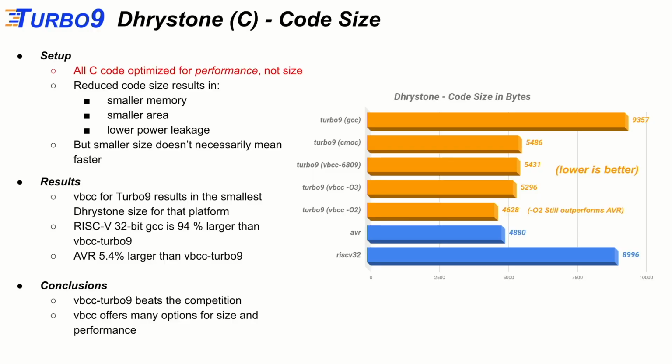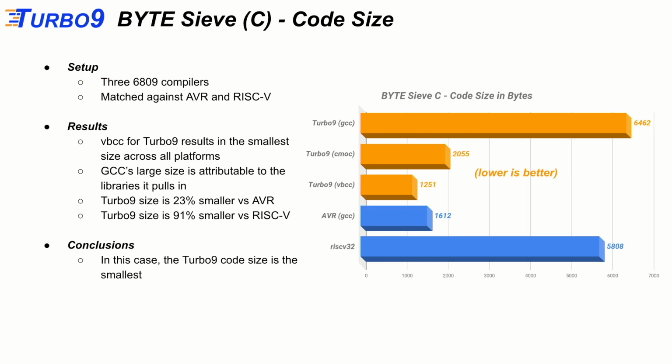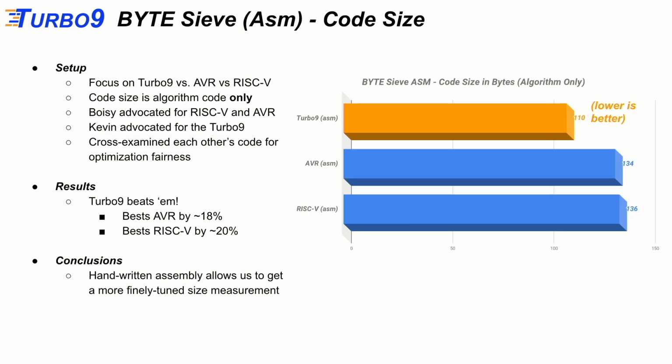So Dhrystone performance, given the different C compilers. This is code size. So code size is the other metric. We had different optimization levels. We ran it with maximum optimization, but I'm just showing a lower optimization here that actually produces lower code size. Byte sieve, code size, Turbo9 in C is the smallest. Assembly, obviously Turbo9 is the smallest.